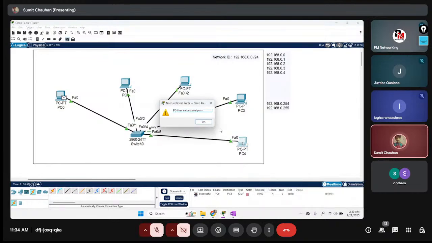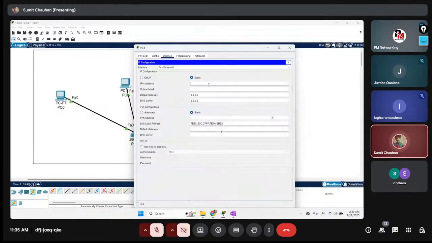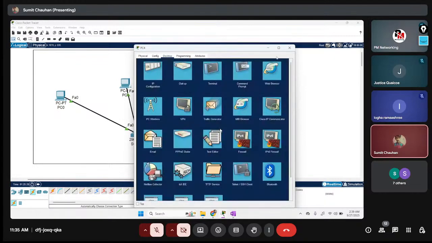So if you try, the new PC has no functional port, which means it has no IP address, so it will not be able to send data. To send data, guys, you need to assign an IP address. Let's suppose 192.168.0.5. Okay, subnet mask 255.255.255.0, and then just see here.